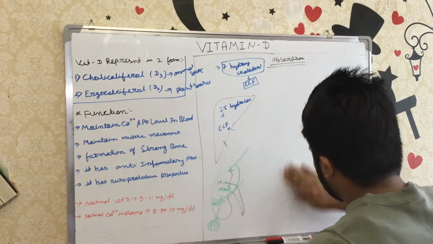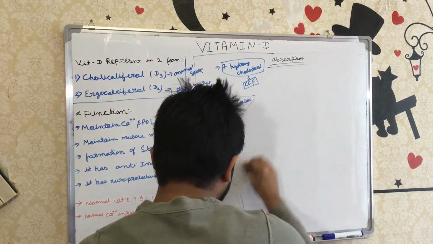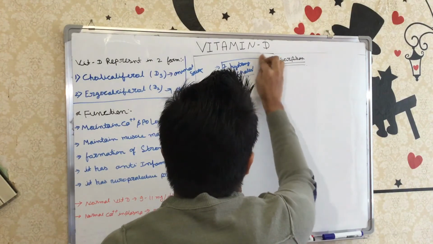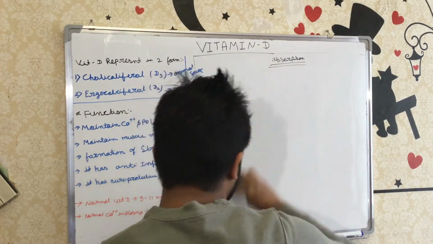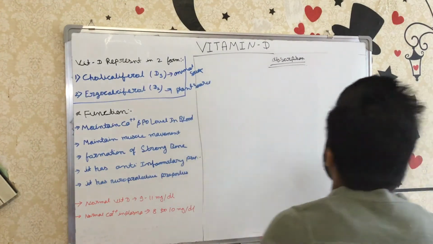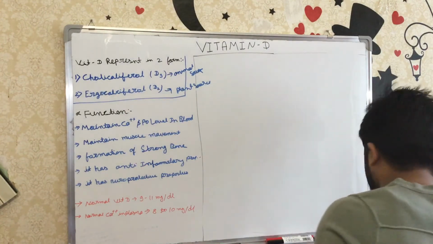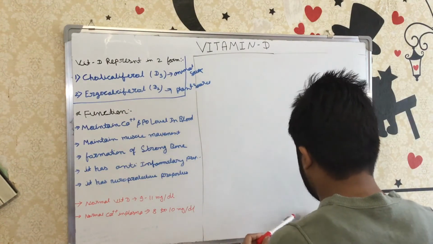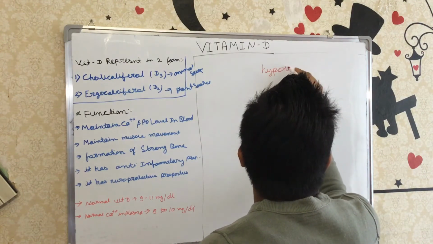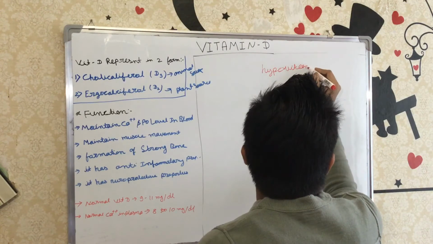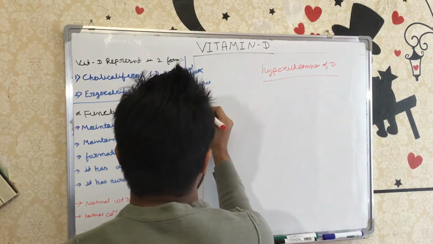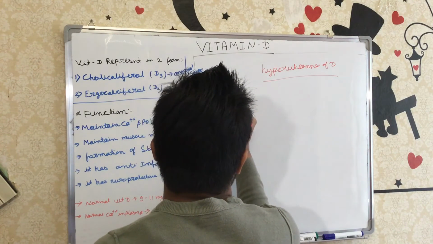Whenever the calcium is normal in the blood, it will automatically compensate for whatever calcium is released from the bone in a healthy patient. So now we'll discuss hypovitaminosis of D. First, that is rickets in a child.